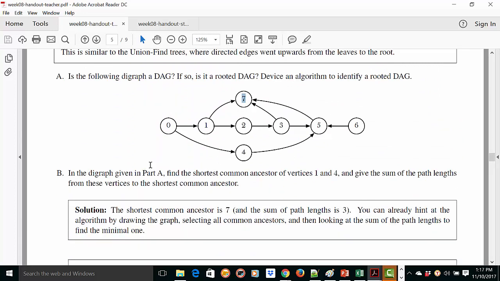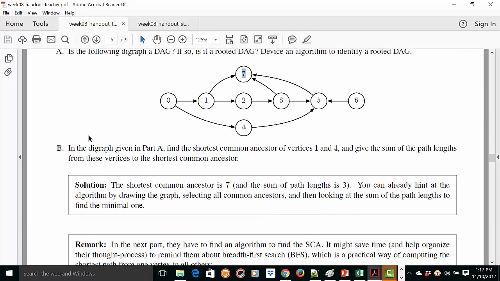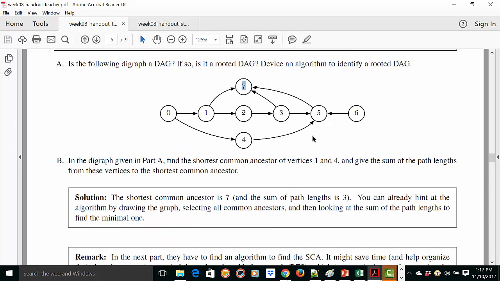So the next part, part B, is that we're trying to find the common ancestor of vertices 1 and 4. So one algorithm we can use is that we do DFS, depth first search from 1. So we create the list of reachable vertices from 1. So they're 1, 2, 3, 5, 7. And from 4, you do the same thing. You create a list of reachable vertices from 4. So we know we can go to 5 and 7. And so we know that reachable vertices from 1 and 4 include both 5 and 7.